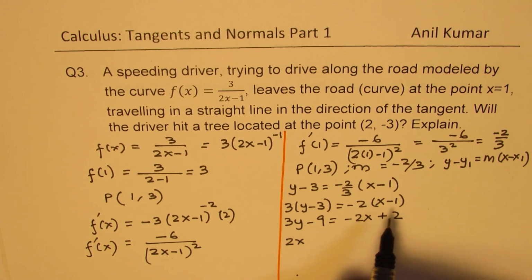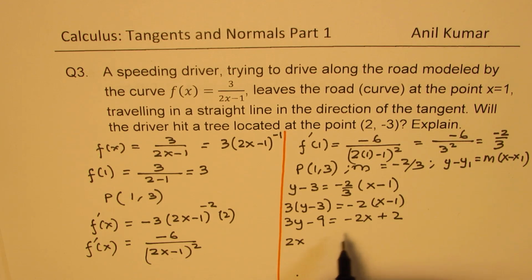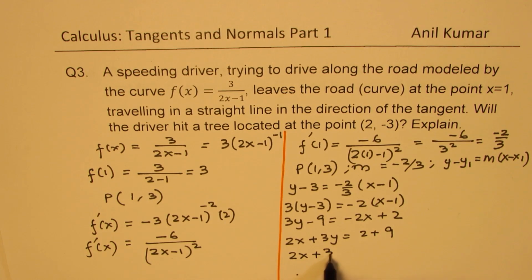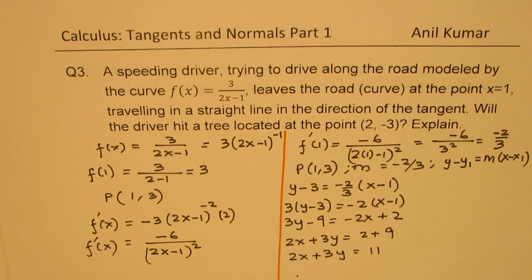or okay, we can actually isolate y also, right? So let's bring it here, 2x plus 3y, this number on the other side, 2 plus 9. So we have the equation 2x plus 3y equals 11, right? So that becomes the equation of our tangent, right? So this is the equation of the tangent line.